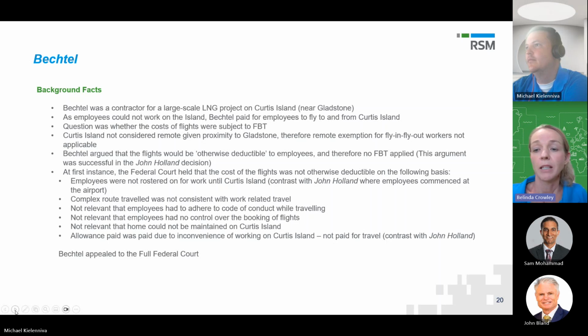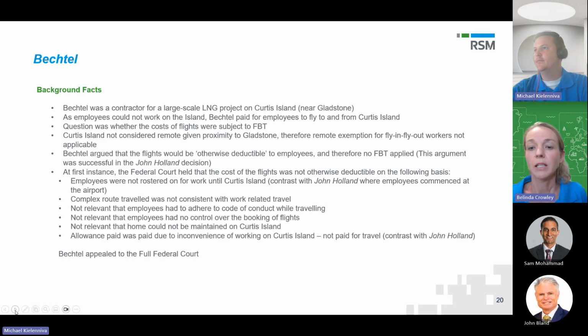The Commissioner submitted that the flights were subject to FBT. Bechtel's defence was that the flights would have been otherwise deductible to the employee, and therefore no FBT applied. For those flights to be otherwise deductible, the employee would have needed to have incurred those expenses while they were travelling on work. So that was the key component to this decision, whether the employees were travelling on work.